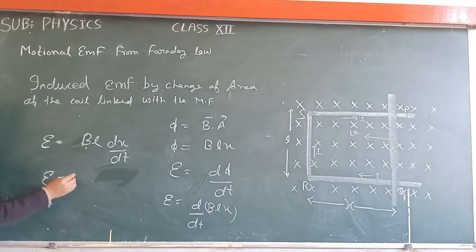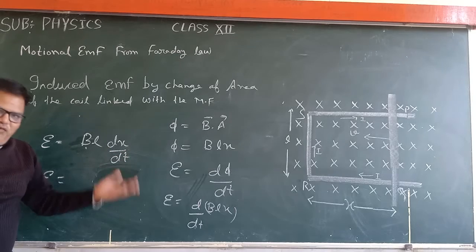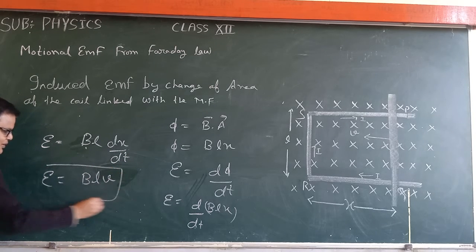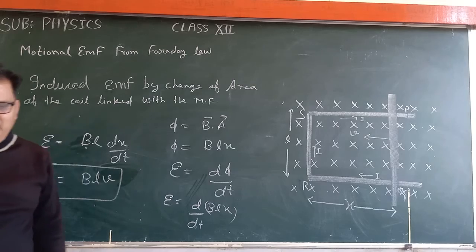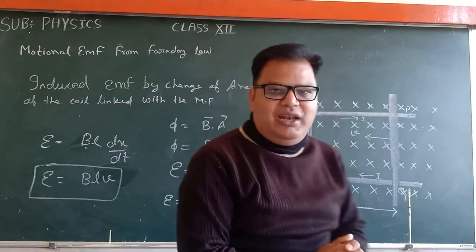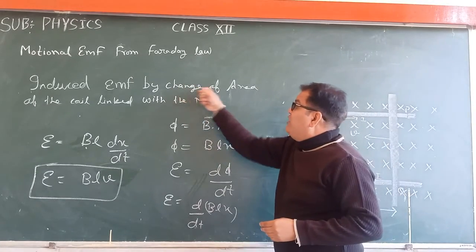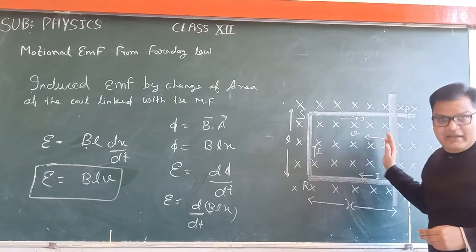Then E equals, student, what is dx by dt? Velocity. So E equals BLv. Okay? It is the expression for motional EMF, the induced EMF by change in area. We are just changing the area.